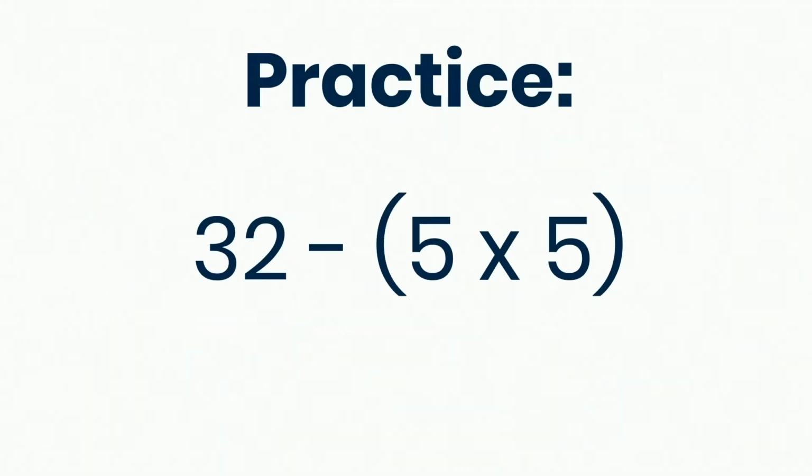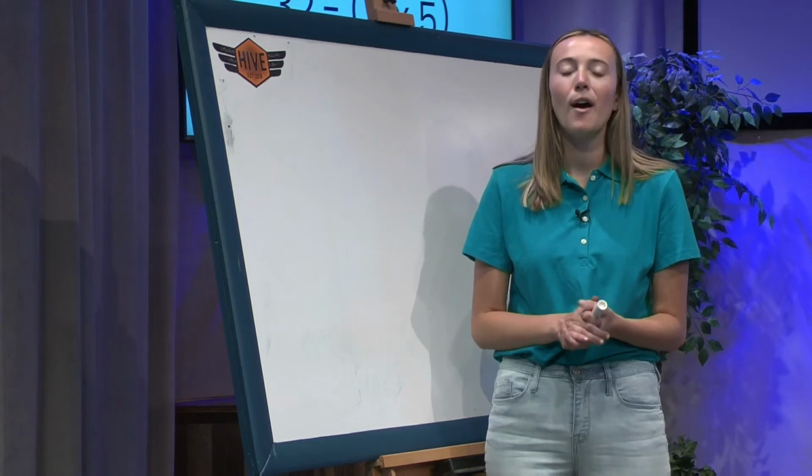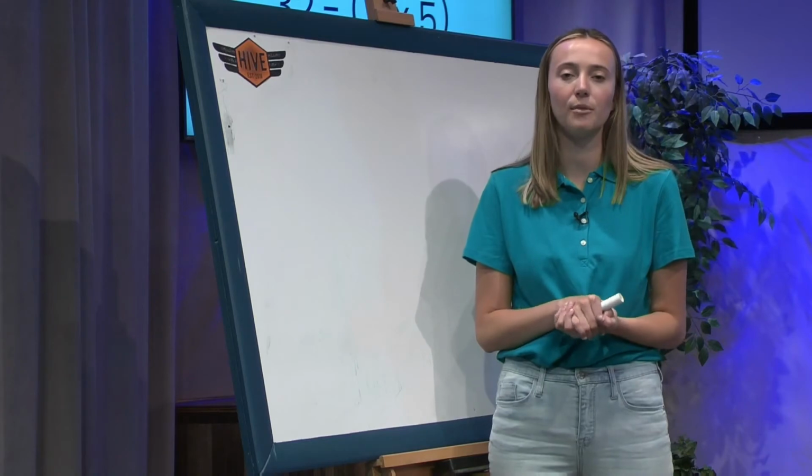For this practice, you are doing 32 minus, in parentheses, 5 times 5. I'll give you a few seconds to do that on your own or with someone sitting close to you. Go ahead.